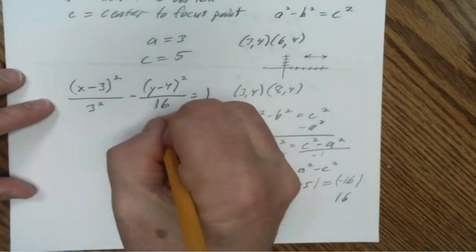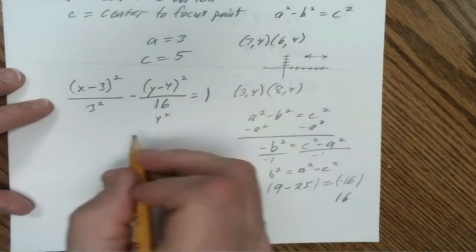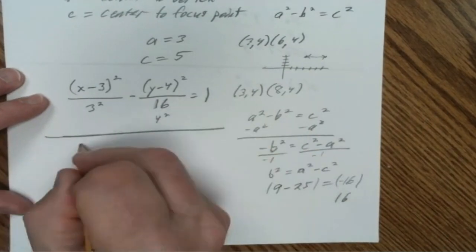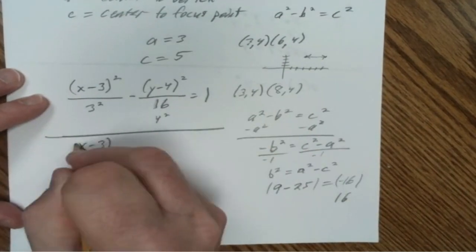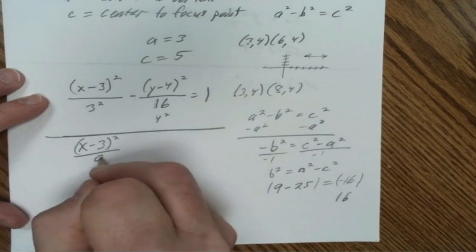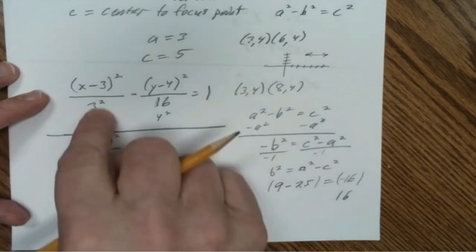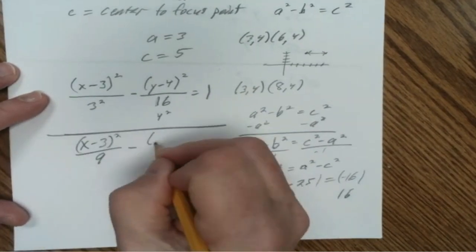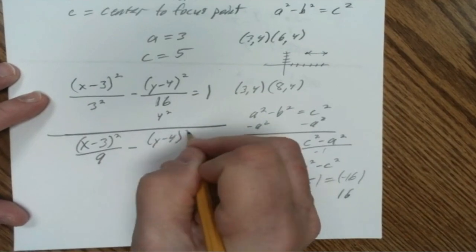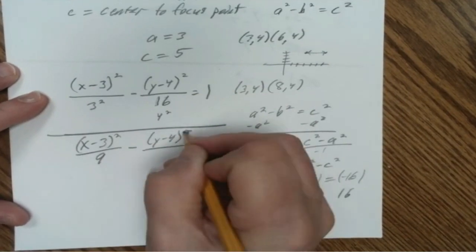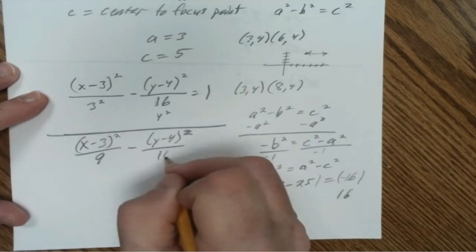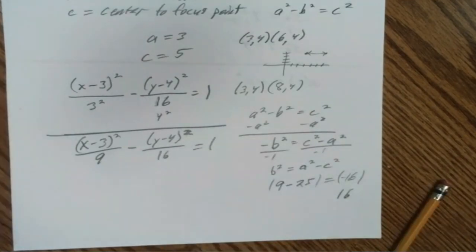Or we could have done 4 squared, either one, but simplify that. (x minus 3) squared over 9. We'll simplify this. 3 squared is 9. Minus (y minus 4) squared over 16 equals 1. All right, let's check and see how we did.